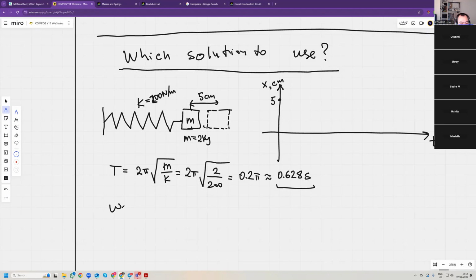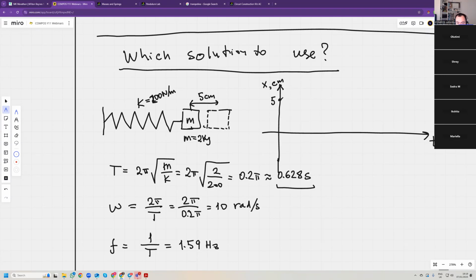So omega is going to be 2 pi divided by the time period. So it's 2 pi divided by 0.2 pi. That's going to be 10 radians per second. And the frequency is, of course, 1 divided by the time period, which is 1 divided by 0.2 pi, 1.59 hertz.